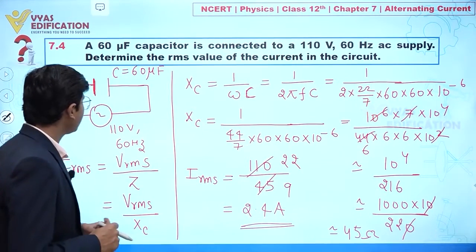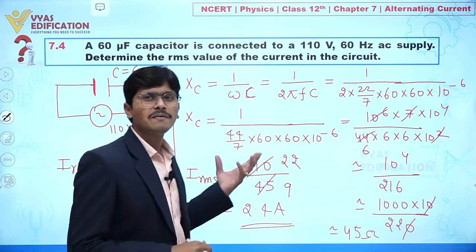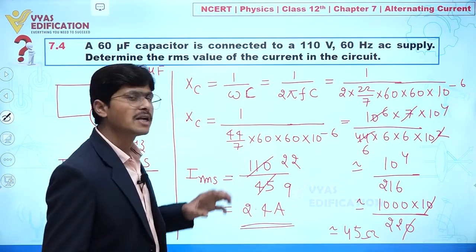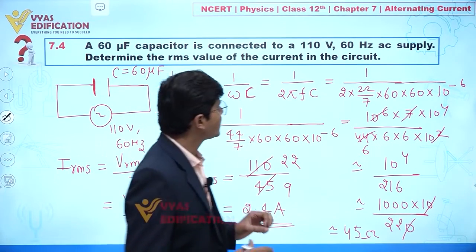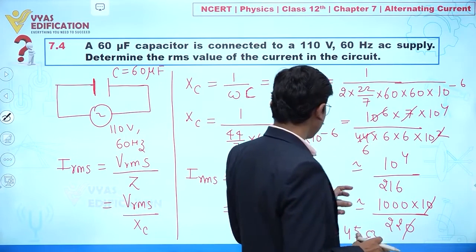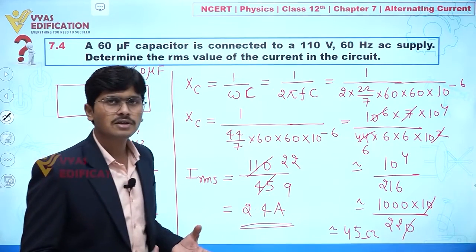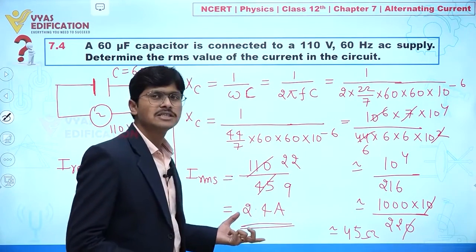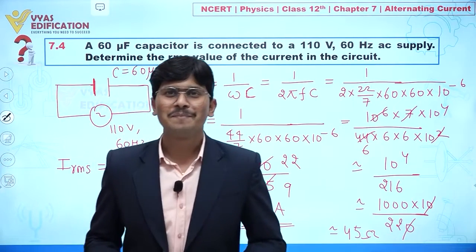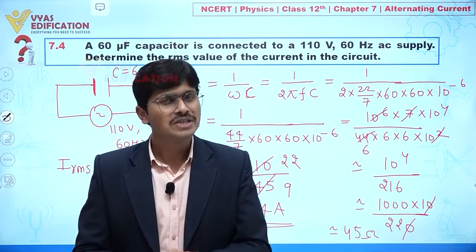The concept is very simple. First we calculate the value of XC. XC is given by 1 upon omega C. Omega C can be written as 1 upon 2 pi FC, and you can calculate it like this. Definitely you have to take some approximation here, and near about the value you will get is equal to 2.4 ampere. So this is all about this question.